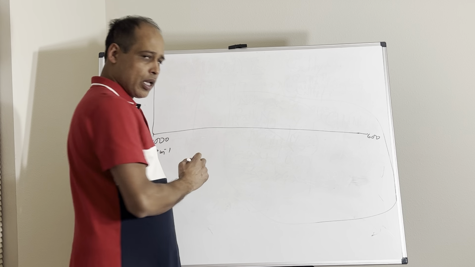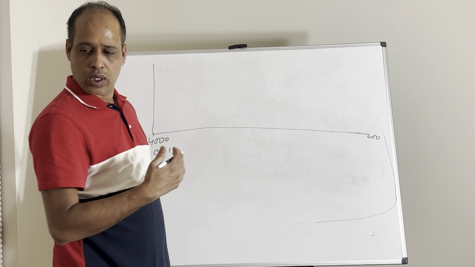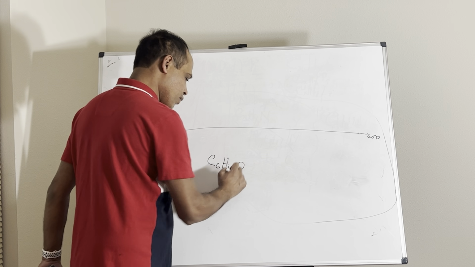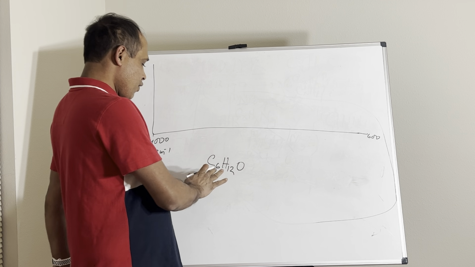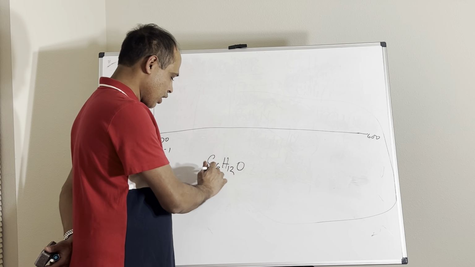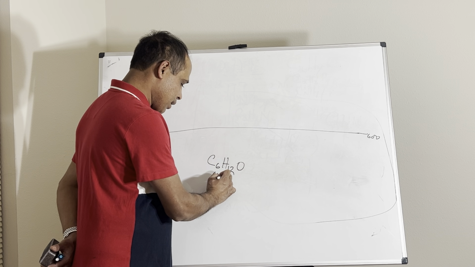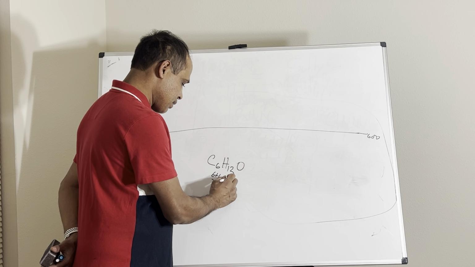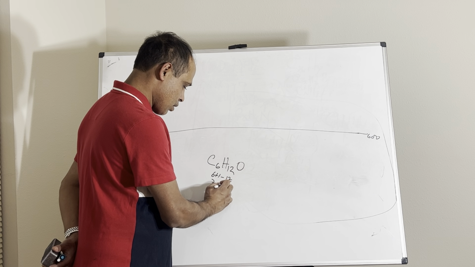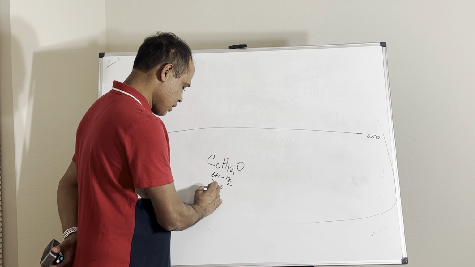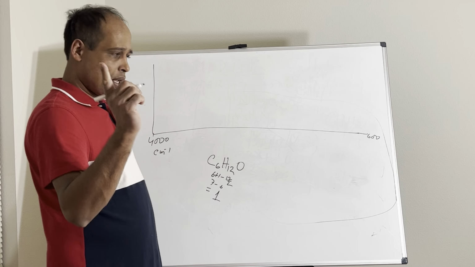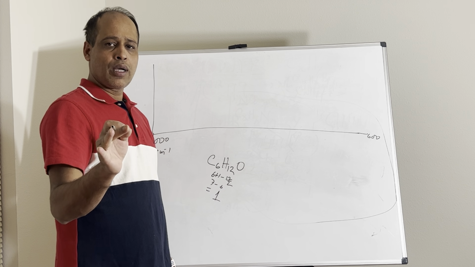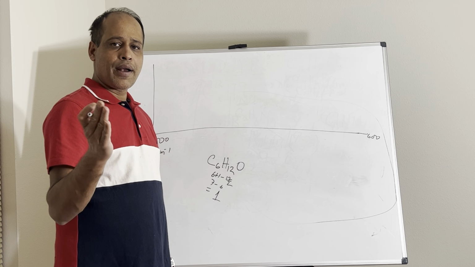So if you have a molecule, suppose C6H12O, first of all you can easily calculate the soda number. The number is 6 plus 1 minus 12 by 2, so 7 minus 6 is 1. So you'll get soda number 1. If you don't know what a soda number is, just watch my previous video, part 1. You will get the idea about the soda number.